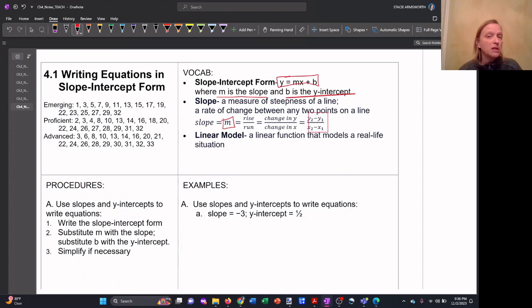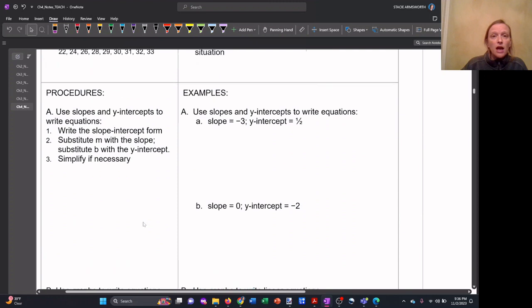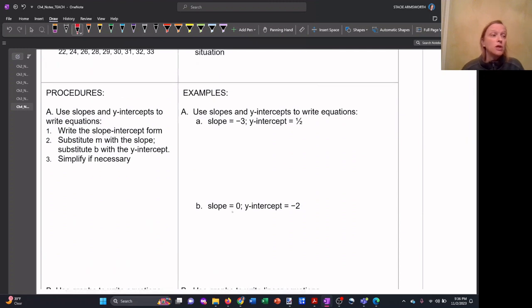The nice thing about this formula is that it always works. y2 minus y1 over x2 minus x1. It always works whether you've got two points, or whether you've got a graph that you're trying to read from. That equation always works. So let's look at some examples of using slope-intercept form.